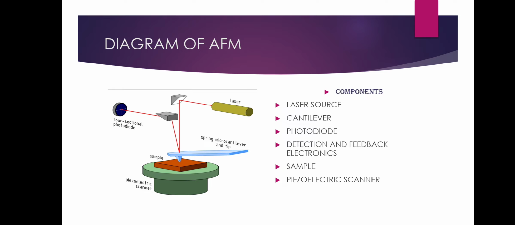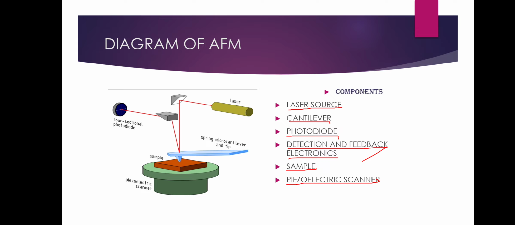So now we have a diagram of AFM. This is just a simple diagram of AFM, and the components of this AFM are as follows. First we need a sample, then we have a laser source, a cantilever, a photodiode, detection and feedback electronics, and a piezoelectric scanner.